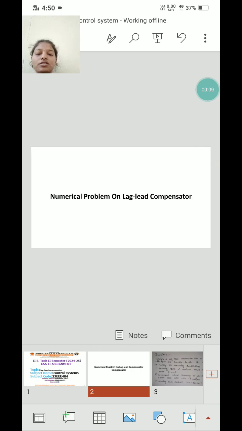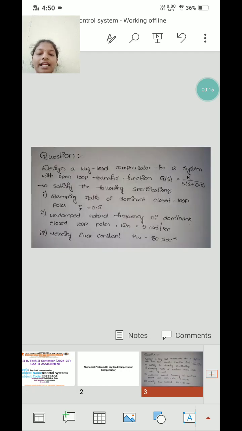And today my topic is a numerical problem on lag lead compensator. First, we can go through the question. Design a lag lead compensator for a given system with open loop transfer function G(s) = K / (s(s + 0.5)) to satisfy the following specifications.